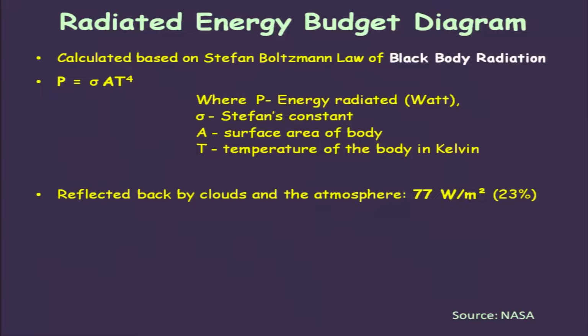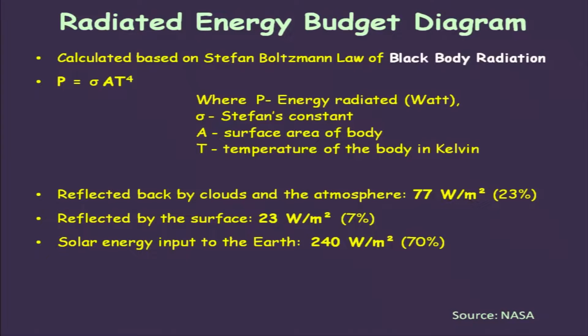So reflected back by cloud: of the energy coming in, which is 340, 77 watt per meter square is reflected back by clouds, and the atmosphere 23 watts per meter square, around 7% of the total, is reflected by the surface. 70%, that is about 240 watt plus per meter square, is solar energy input to the earth. Absorbed by the atmosphere is 77, almost 23%.